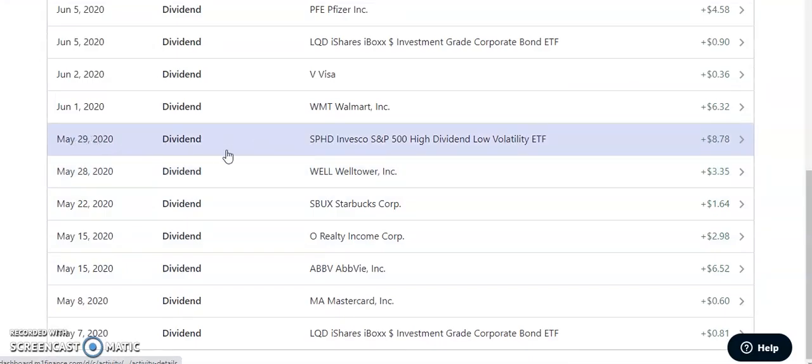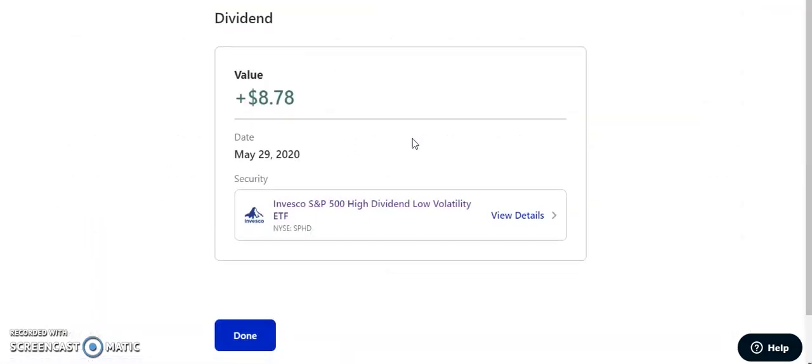And then the last one on the list for the month of May is going to be May 29th, 2020. Ticker symbol SPHD. I love this one. This is the S&P 500 high dividend, low volatility ETF. This one, as the market crashed, I did load up on this one as well. So I loaded up on a couple of stocks very heavily, like Realty Income and this one, which is SPHD. And that's why I get paid so much in dividends from this one. They pay me out $8.78.